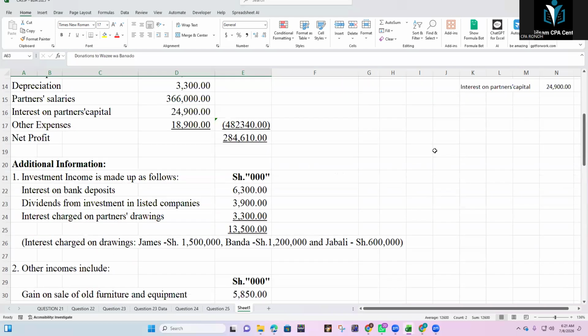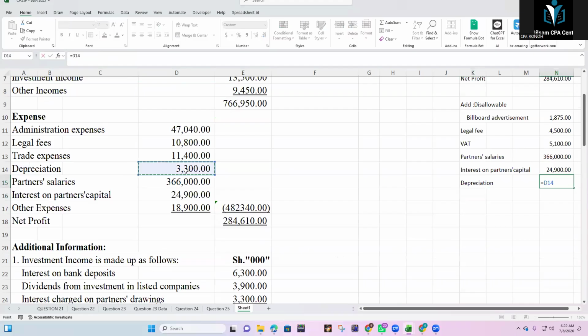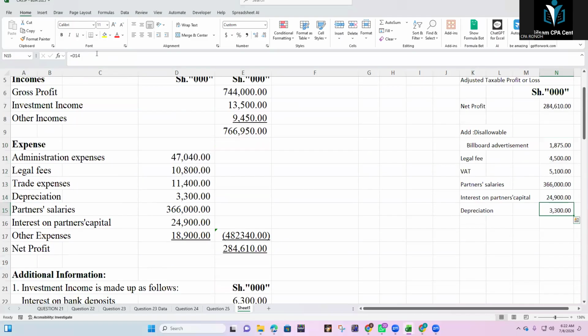Let's see the expenses here. Legal, we have done that one. Depreciation, we said it is disallowable. So we disallow depreciation of 300. Partners, we have done with that. Other expense, that's okay. Now with this, will give us the total disallowable expenses. The total disallowable expense, and then we less allowable expenses.